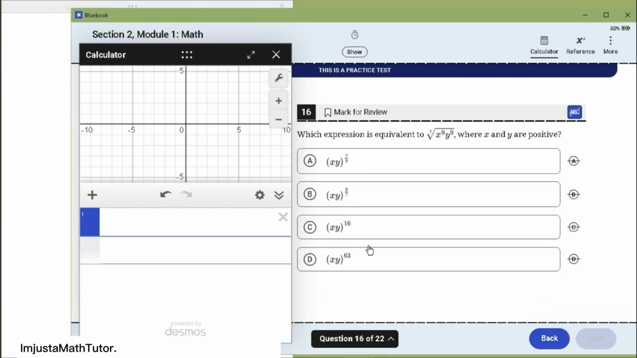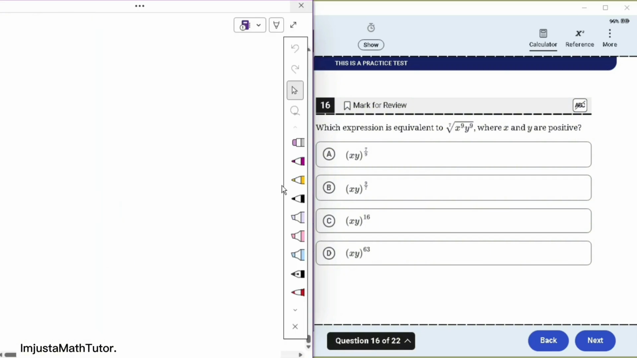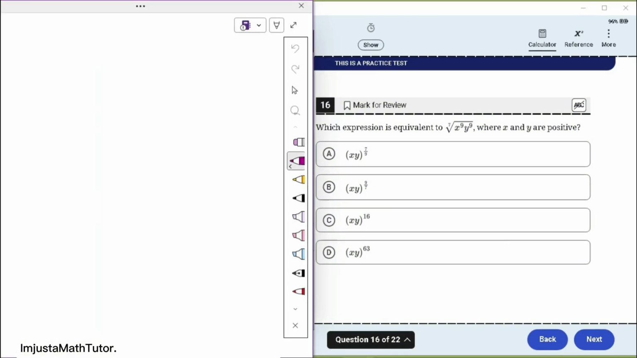Which expression is equivalent to the 7th root of x to the power of 9 times y to the power of 9, where x and y are positive? Now, we know that what's under the root cannot be negative, and they've already told us that x and y are positive numbers, so you can get this out of the way and be sure that what's under the root is positive.